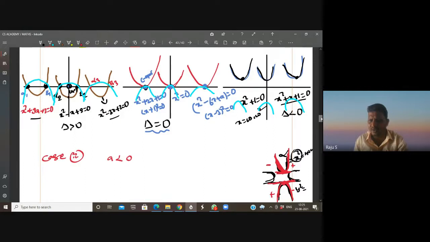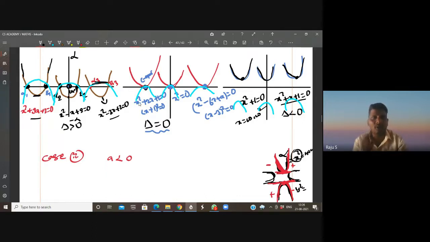Whenever it is open upwards, this will give the minimum value. If we extend it, it will approach infinity. So whenever it is open upwards, we get a minimum value. Whenever it is open downwards, we get the maximum value. That you have to remember.